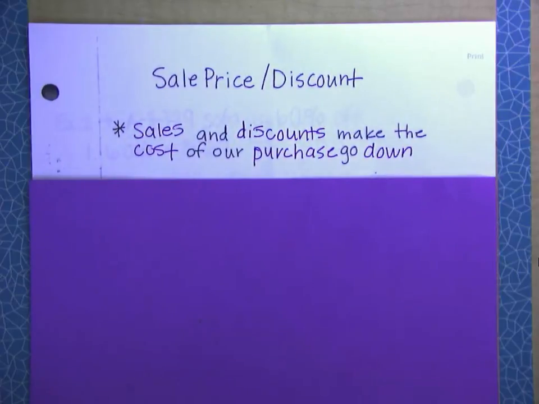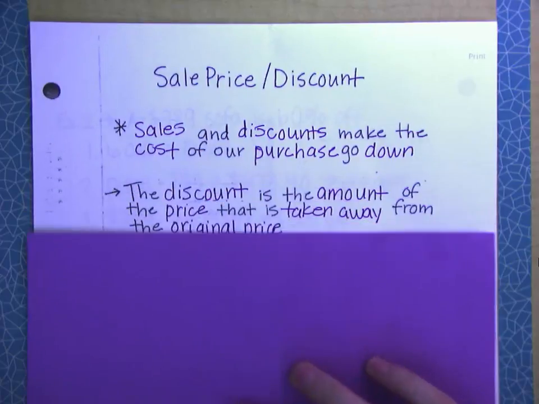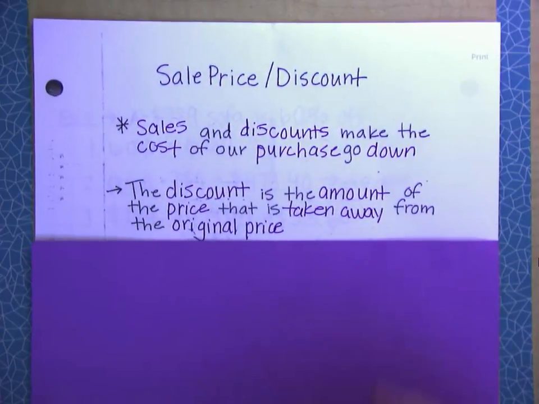So we also need to look at the difference between the sale price and the discount, because they're not the same thing. So the discount is the amount of the price that is taken away from the original price. Okay, so if we say something is 50% off, the discount is the amount of money that we are removing from the original cost or subtracting from the original cost. So like it says, the discount is the amount of the price that's taken away from the original price. Okay, so it's not what we actually pay, but it's what we are subtracting from the original price.